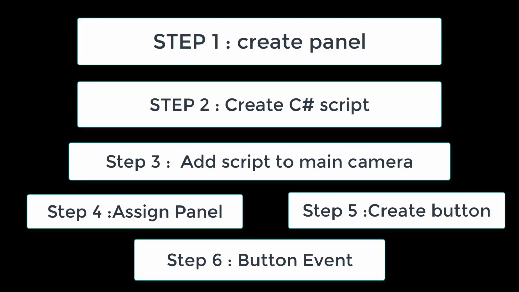Step 1, create panel, and then followed by step 2, create C# script. Step 3, add the script to main camera. Step 4, assign panel. Step 5, create button. Step 6, button event on click.